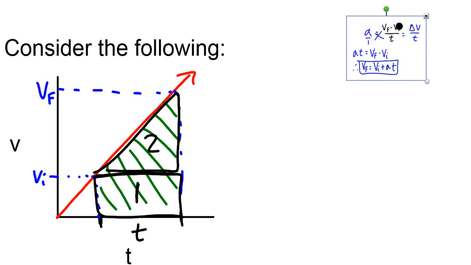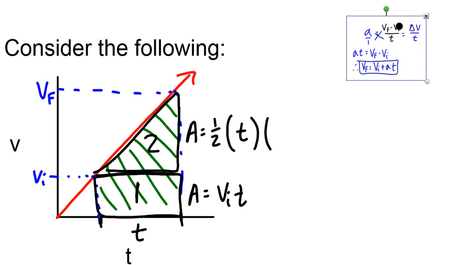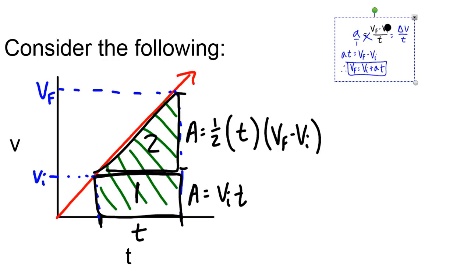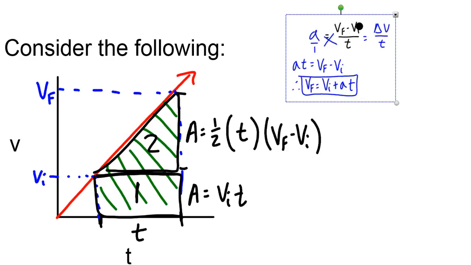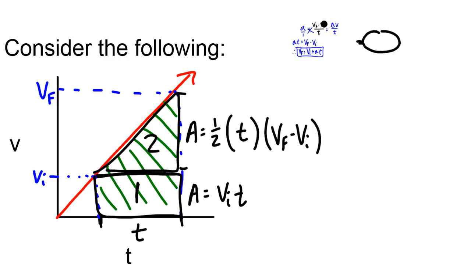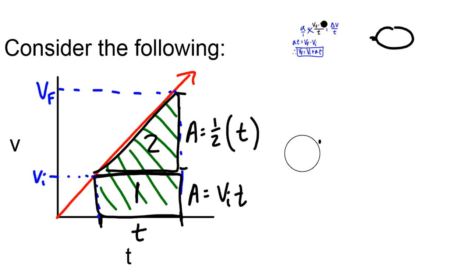So for the rectangle, recall, area is base times height. So this area is Vi times t. And then above that, the area is 1/2 base times height. So the area is 1/2 t times the height, which is Vf minus Vi. And then the last piece is, if we go over to our first kinematics equation, remember that Vf minus Vi actually equals something. Vf minus Vi is the same thing as acceleration times time. So we're going to replace this Vf minus Vi with simply acceleration times time, because the two are equal.